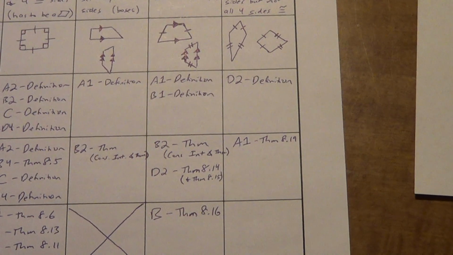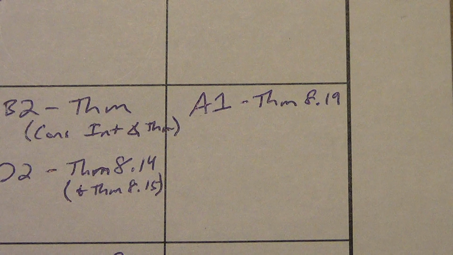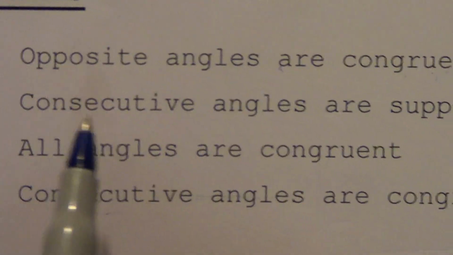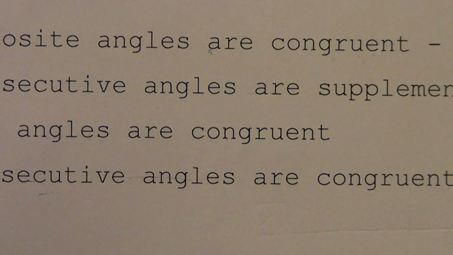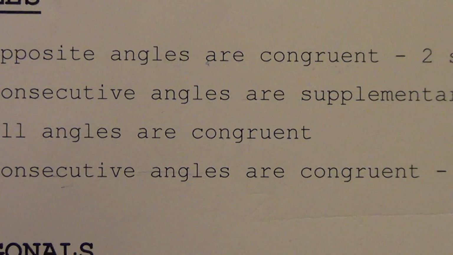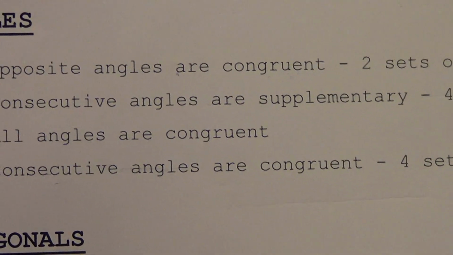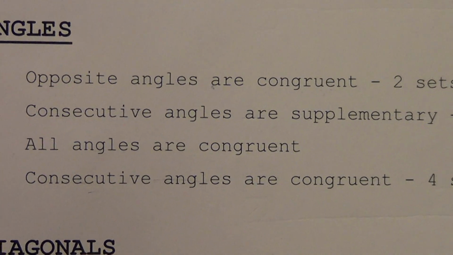Let me zoom in a tiny bit here. There we go. Okay, theorem 8.19. That theorem says that if a quadrilateral is a kite, then it has one set of opposite congruent angles, exactly one set. It cannot have two. Okay, let's look at other things for angles. Consecutive angles are supplementary. Keep in mind that if we have consecutive supplementary angles, the consecutive interior angle converse theorem would give us parallel lines. On a kite, we don't have any parallel lines. So we're not going to have any consecutive supplementary angles.